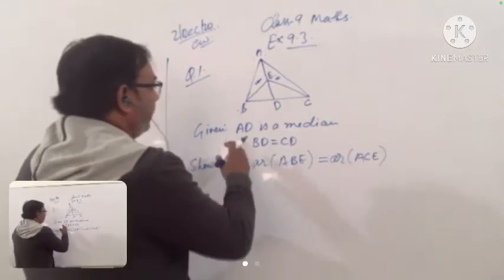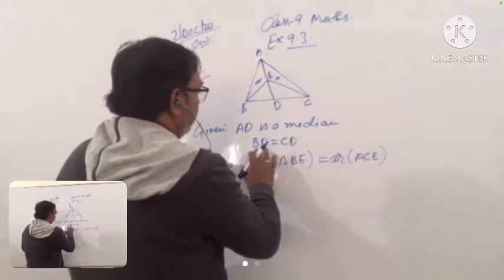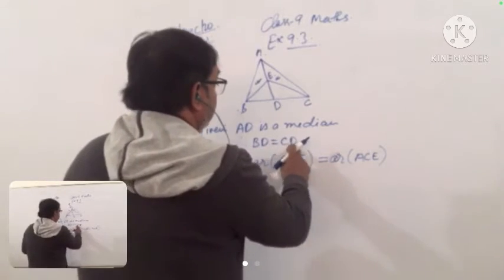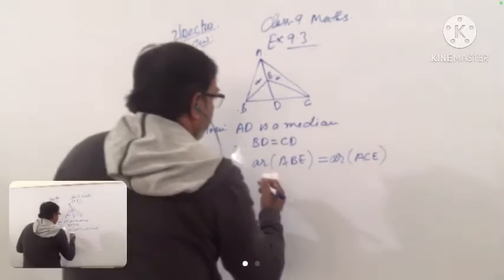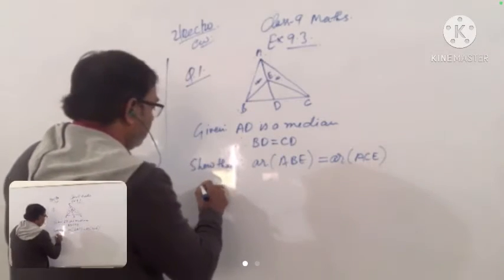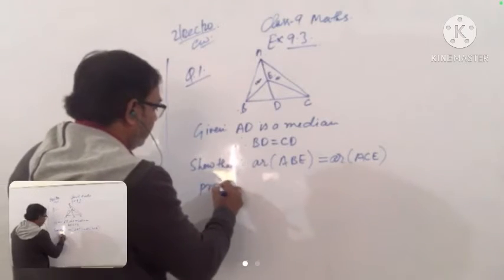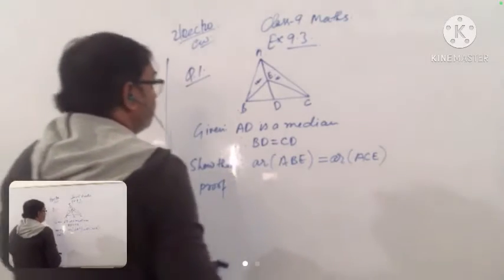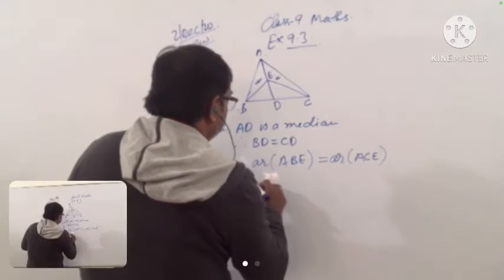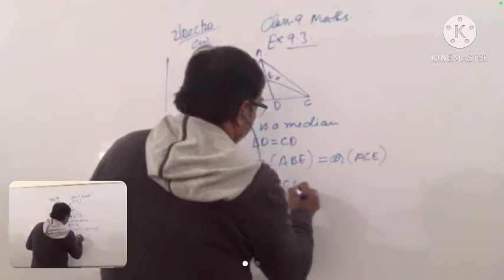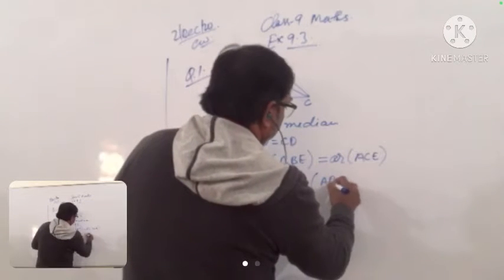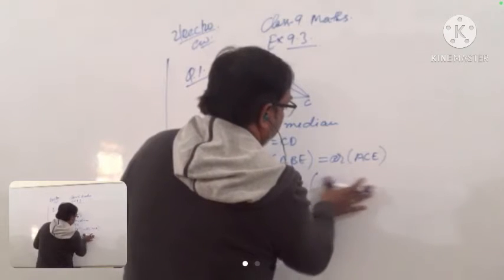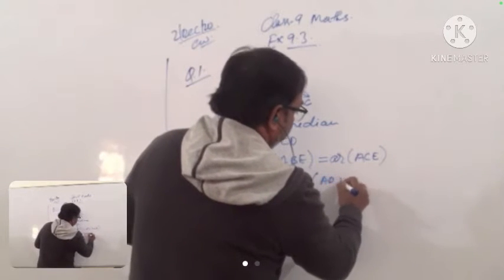Now we know that AD is a median. The BD is equal to CD. So now the proof starts. BD is equal to CD as AD is given, sorry, or you can write AD is a median.